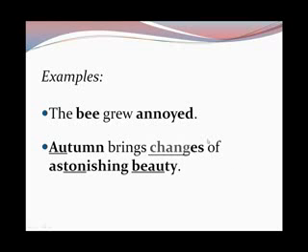Next example. Autumn brings changes of astonishing beauty. Again, we have more content words than words being stressed. The verb brings is not stressed because I want to create a good rhythm in the sentence. I alternate the stress, and what results is a rhythm like this: dun da dun, dun da dun, 1 and 2 and 3 and 4. Autumn brings changes of astonishing beauty.